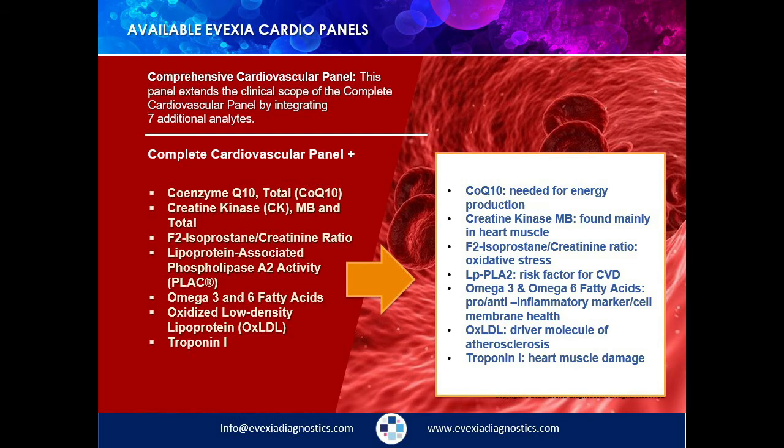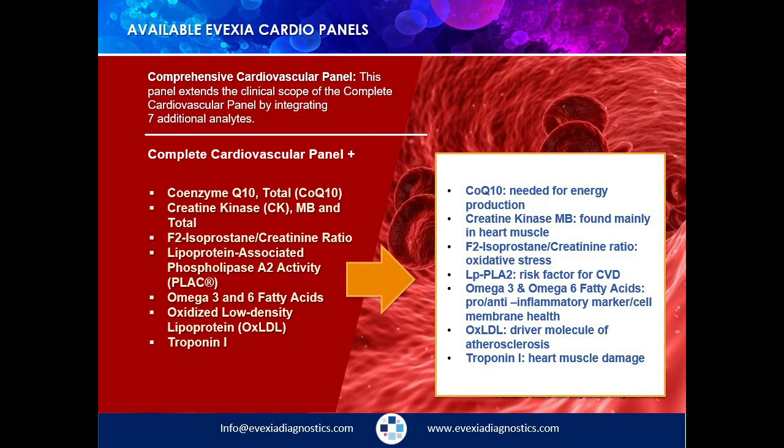Next is the Evexia Diagnostics Comprehensive Cardiovascular Panel. So aside from containing the analytes I just mentioned that are included in a complete cardiovascular panel, this panel adds 7 additional biomarkers pertinent to cardiovascular health. And they're going to include the analytes you see on the slide: coenzyme Q10, creatine kinase total MB, which I'll explain, F2 isoprostane creatinine ratio, lipoprotein associated phospholipase A2 activity, the fatty acids omega-3 and omega-6, oxidized low-density lipoprotein, and an analyte called troponin I.